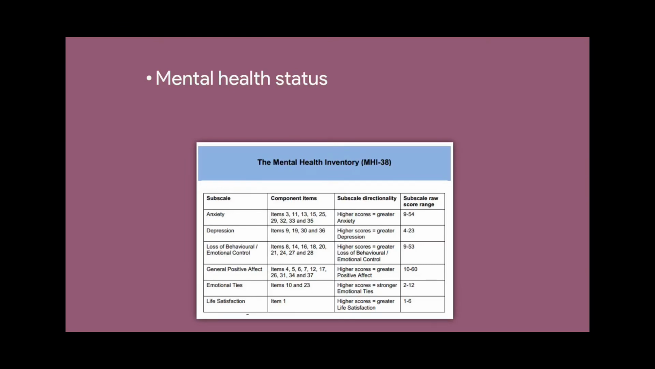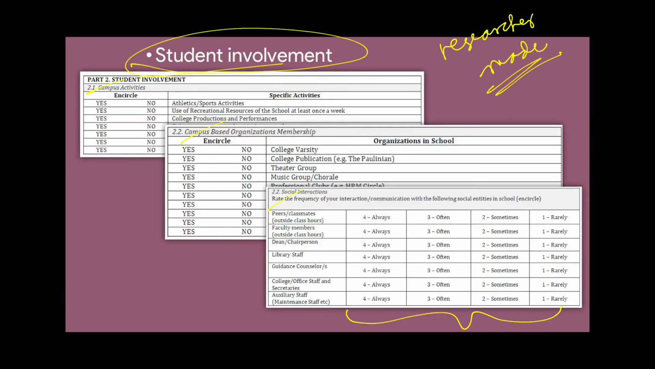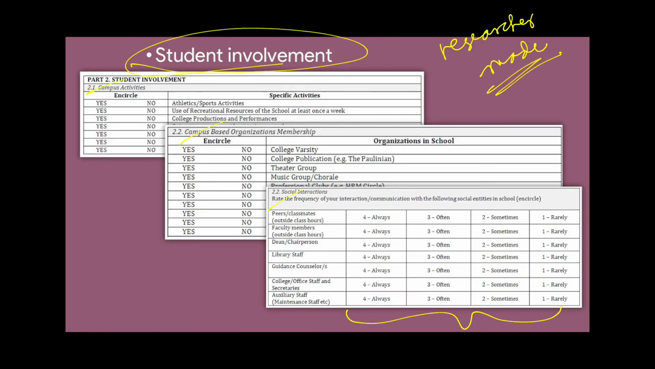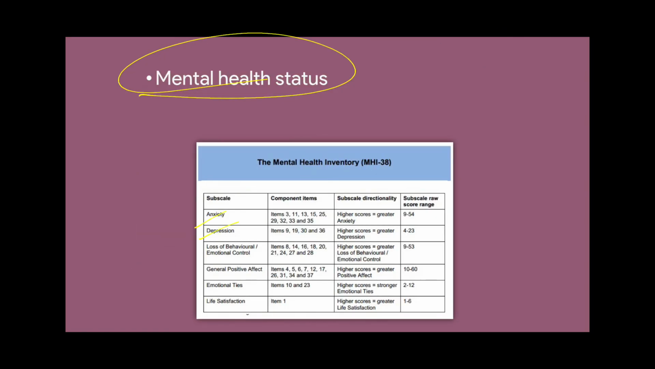Next, we have mental health status. And as you can see, for mental health status, I have 6 domains. The 6 domains are here: anxiety, depression, loss of behavioral and emotional control, positive affect, life satisfaction, emotional ties.